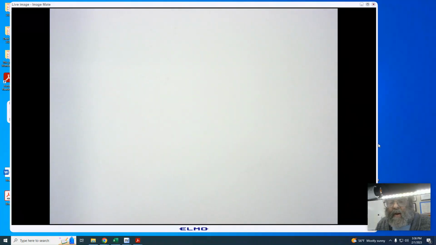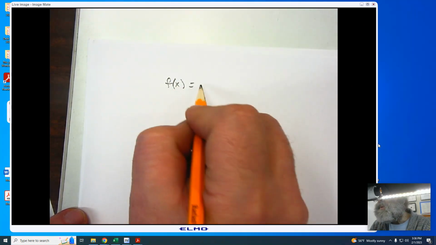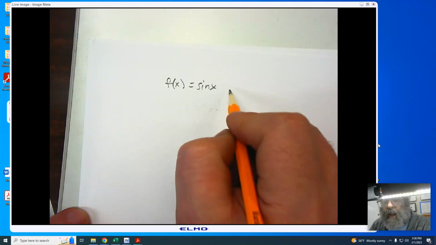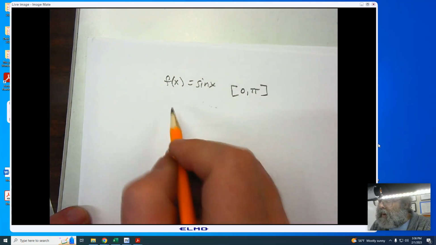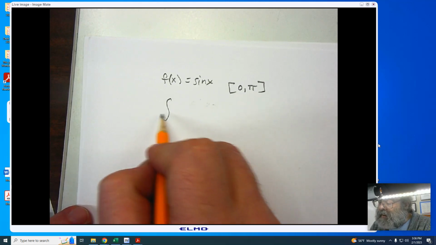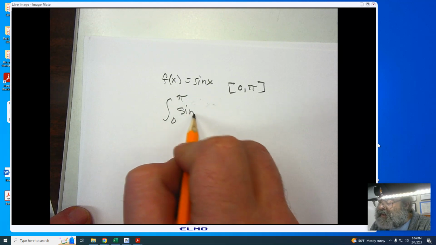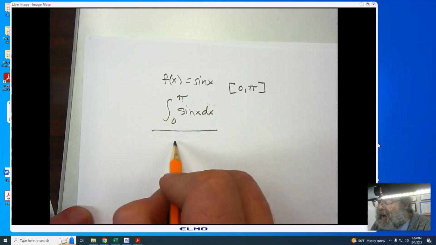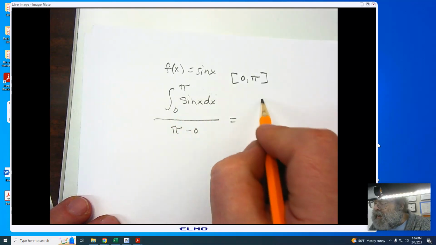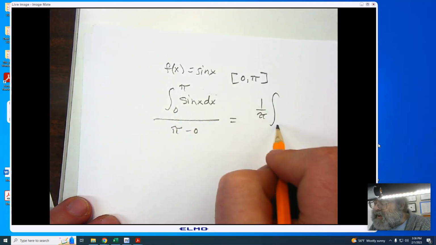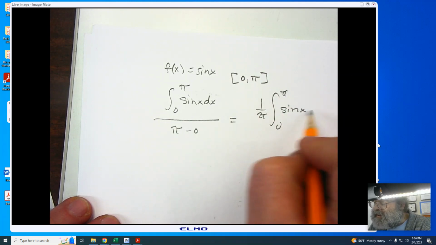All right, let's go ahead and move on to number 5. Number 5 gives me the function f of x equals the sine of x. And it's going from 0 to pi. So I have the integration from 0 to pi of the sine of x dx divided by pi minus 0. Now when we bring this up, this is going to cause 1 over pi times the integration 0 to pi from sine of x dx.